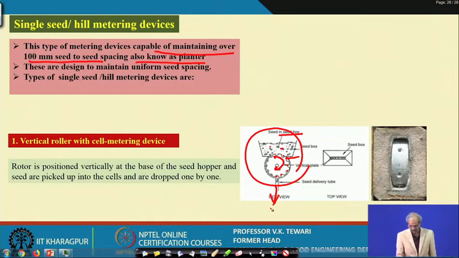This is one that was developed at IIT Kharagpur, and we can show you how it looks in the actual situation. This is how it looks. So, the top view, these are the locations where the seeds could be placed. These are the seeds which will be there in the hopper, and this will rotate and we get the desired spacing, etc.